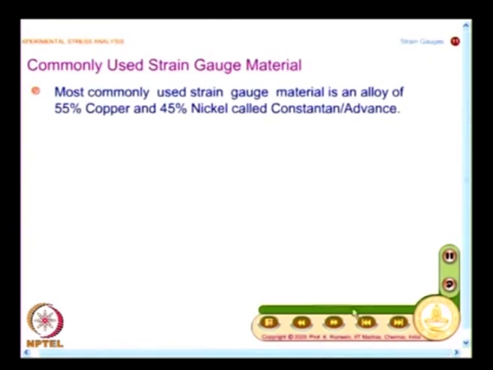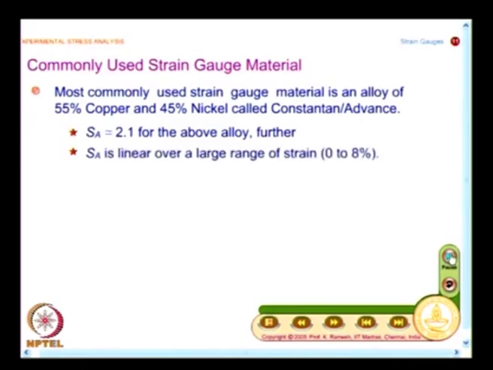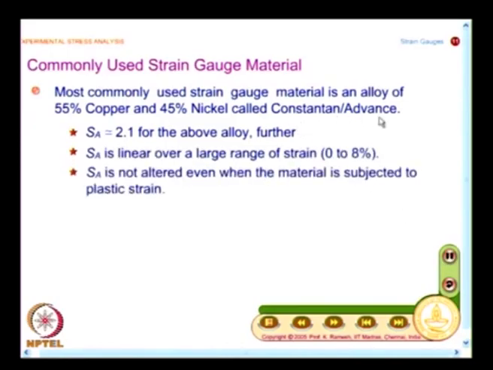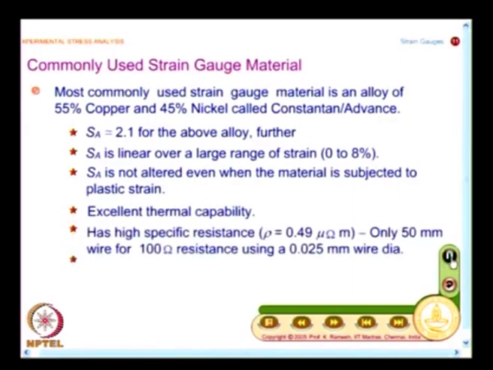And what is a commonly used strain gauge material? You know, for most of the resistors that were available at that time, they had only Constantan or Advance. It is a very good strain gauge material, and it is an alloy of 55% copper and 45% nickel. And the advantage is the strain sensitivity of the conductor. We have still not looked at strain sensitivity of a strain gauge. We will take it up and look at the various aspects of it later.